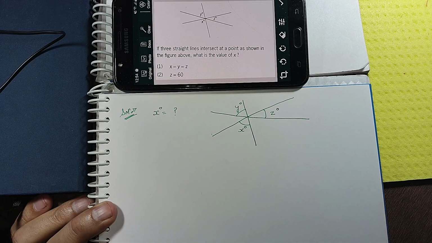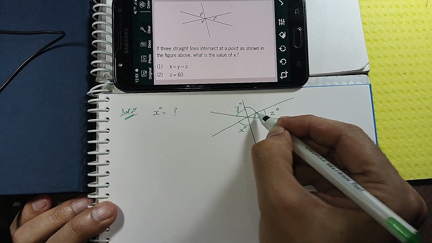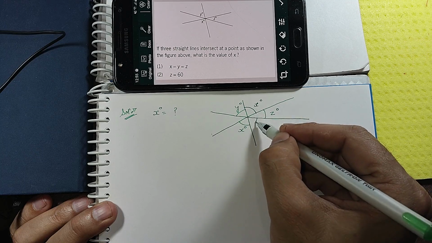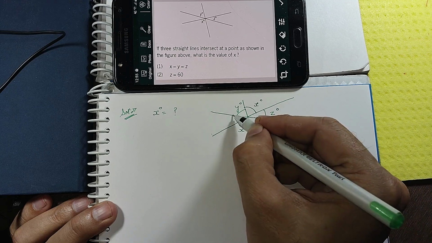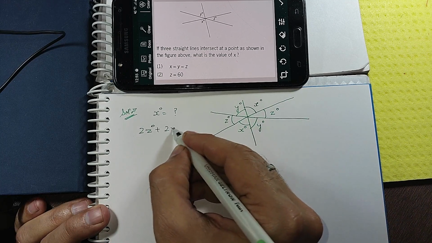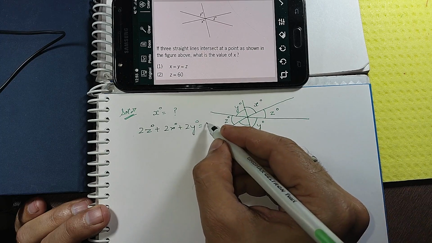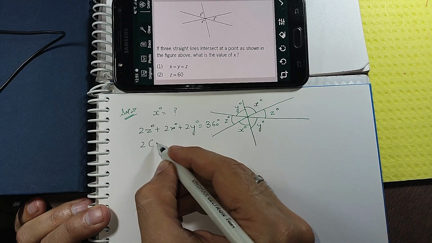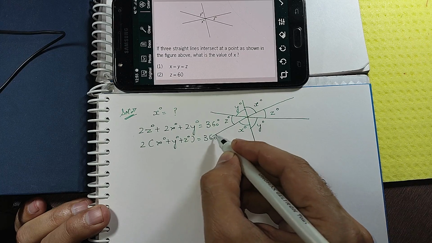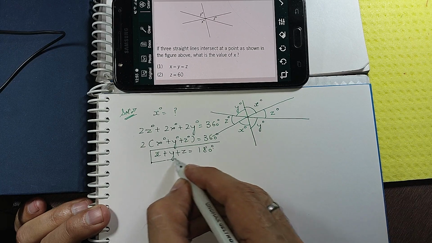Now from the figure we can see that if three lines are intersecting at one point, so this will be equal to x degrees. These are vertically opposite angles. This will be y degrees and this is z degrees. So we can write that twice z degrees plus twice x degrees plus twice y degrees. So the total measure of angles made at a point is 360 degrees, or taking 2 common, I can write x degrees plus y degrees plus z degrees is equal to 360 degrees divided by 2. So x plus y plus z is equal to 180 degrees. So this information has been provided to us.